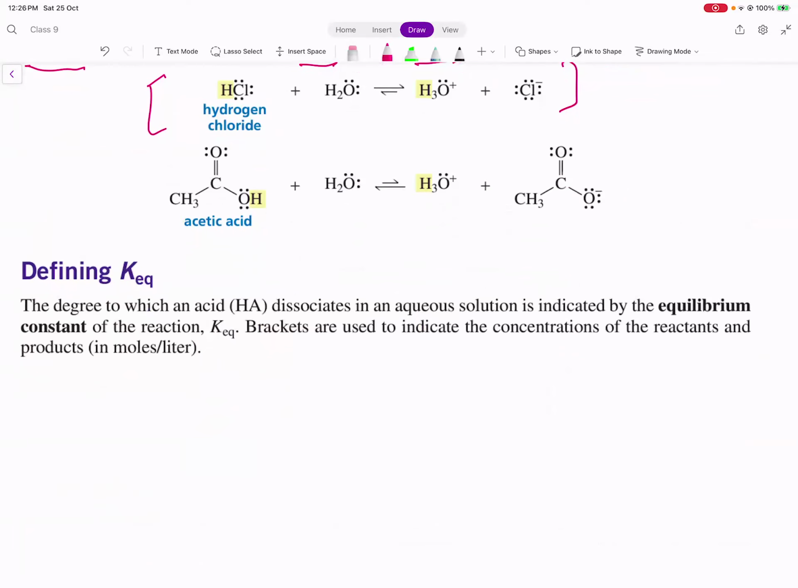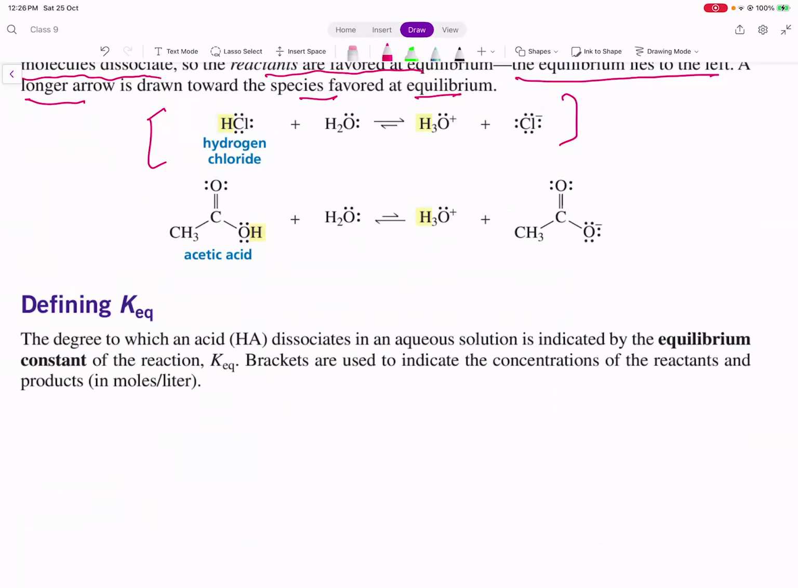So this is the situation here. Now we define something which we call the equilibrium constant of the reaction, K equilibrium. We use brackets to indicate the concentrations of the reactants and products, in moles per liter.